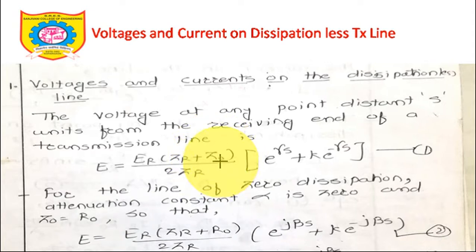That we already know that if Z0, okay. So this is the expression we have written: E is equal to ER into (ZR plus R0) upon 2ZR, e raised to j beta s plus k e raised to minus j beta s. Since alpha is equal to 0, we have replaced this gamma term as alpha plus j beta, that you already know. If alpha is equal to 0, we come to this particular point.